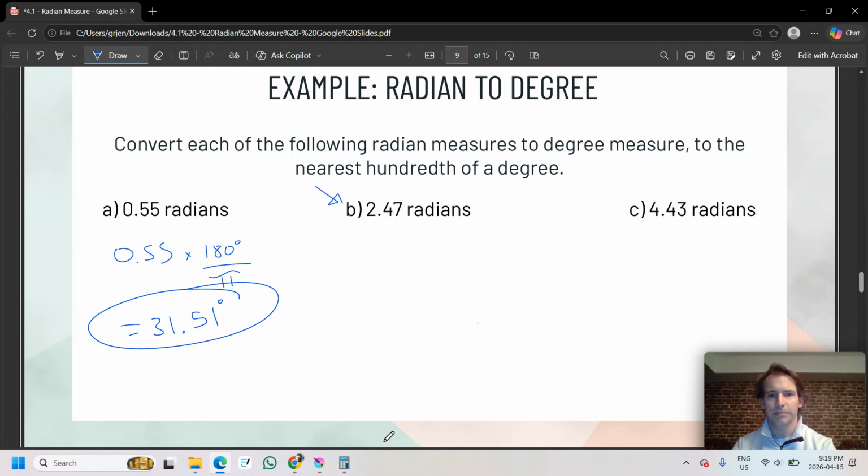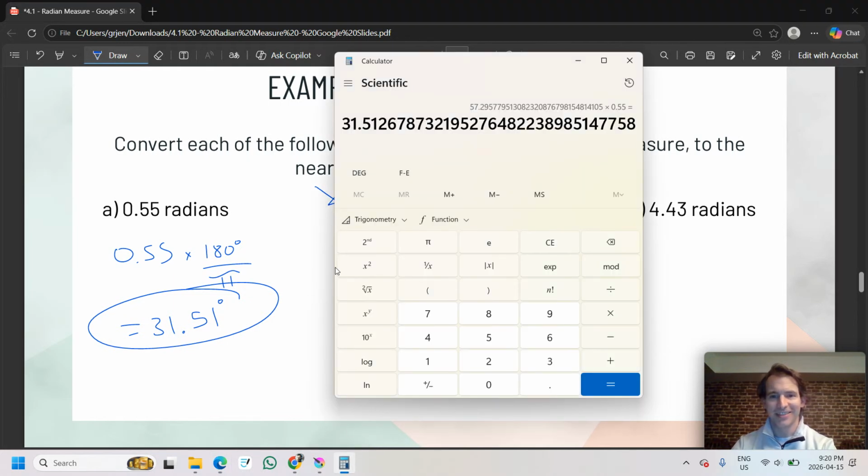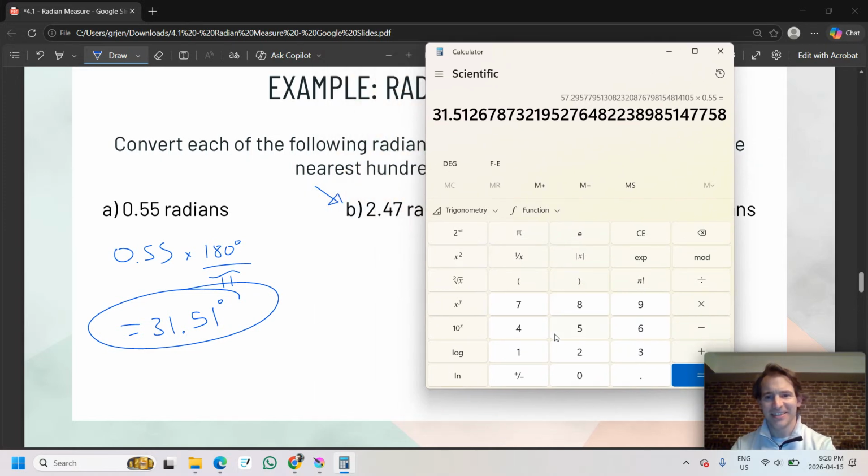Now you try this one. You're back. Okay, let's go. 2.47 times 180 divided by pi equals what for 1.5?